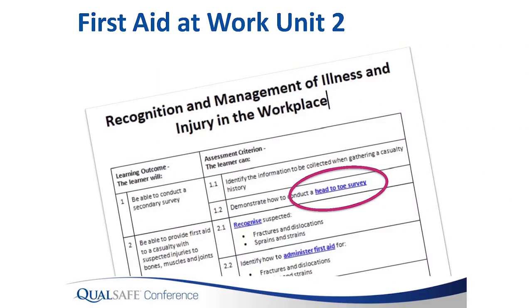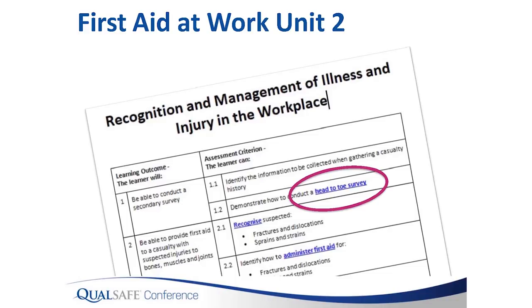And this, again, validates completely the reason why the Resus Council have kept the Resus guidelines as simple as possible. The problem is that the Resus Council don't give us guidelines on how to do a secondary survey. In fact, if you look in the Resus guidelines, it doesn't tell you to do a secondary survey. It just says check for breathing, and if they are breathing, put them in the recovery position and constantly monitor the breathing. That brings us on to the recognition and management of illness and injury in the workplace unit.